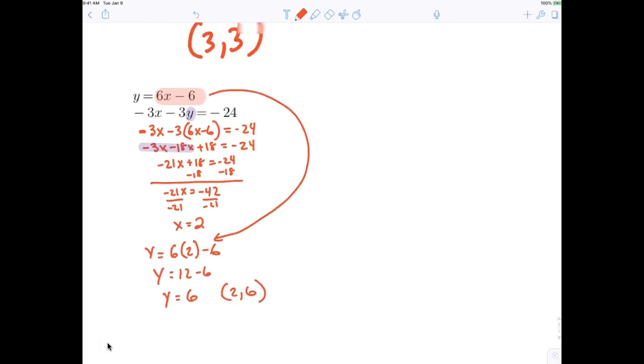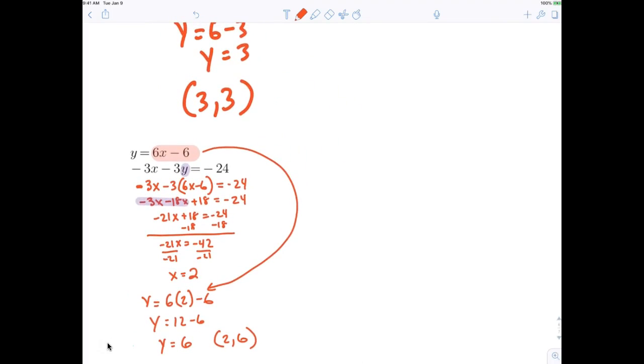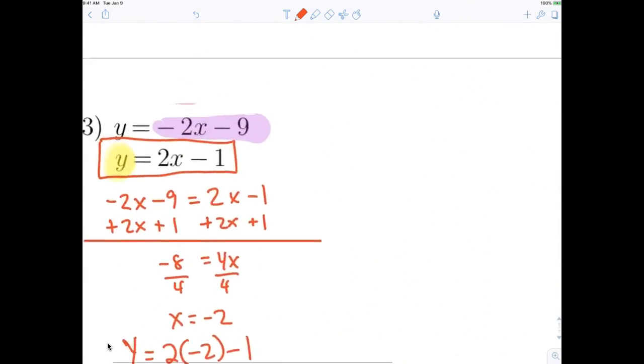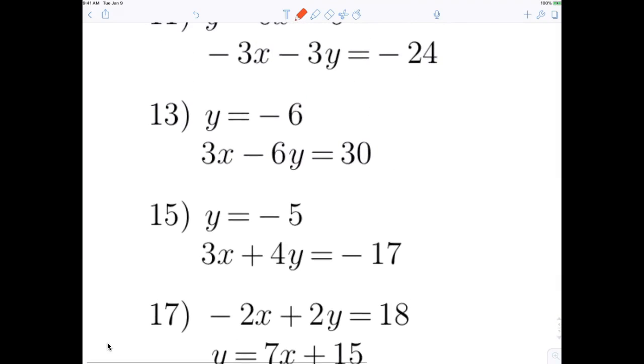All right. Feeling pretty good. What number was that? 11. All right, so let's grab 13 now. Oh, 13 is nice because they already tell you what the y value is. What's the y value? The y value is negative 6.